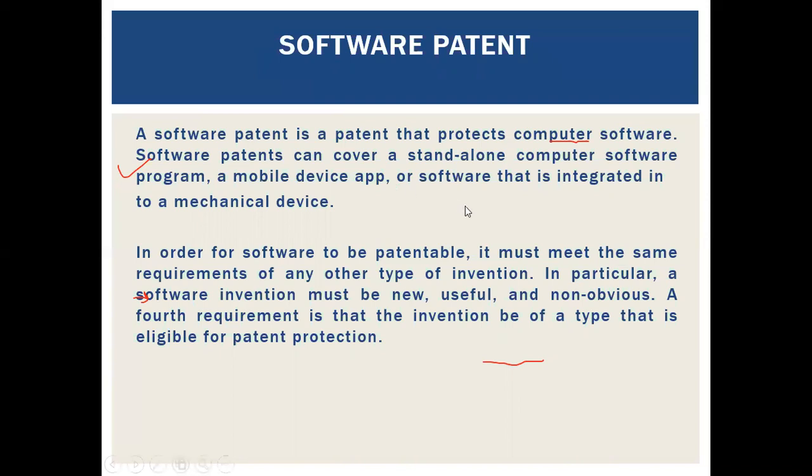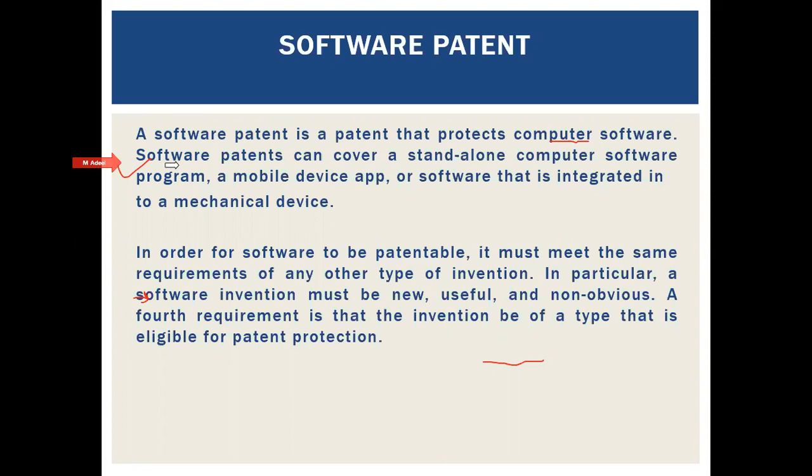We just start with software patents. A software patent is a patent that protects computer software. Okay, just wait, I am going to select some material. Here, a software patent is a patent that normally protects computer software, and it can cover a standalone computer software program, or mobile device application software that is integrated in a mechanical device.